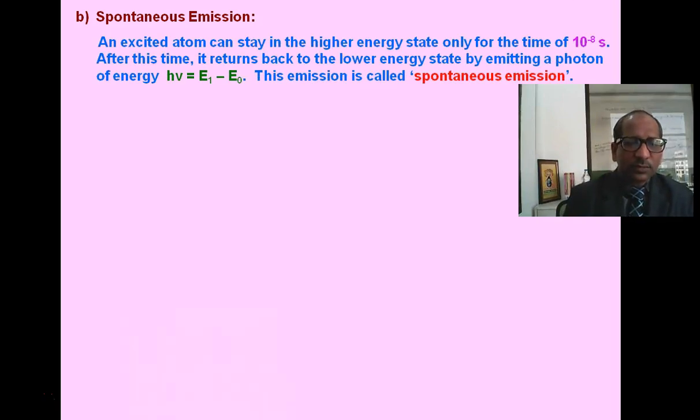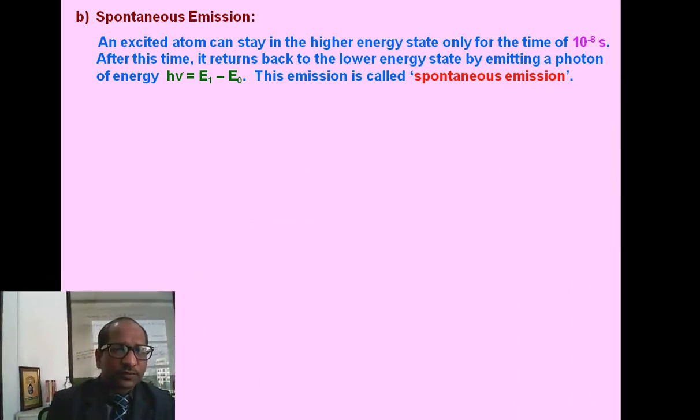What is spontaneous emission? What do you think about it? An excited atom can stay in the higher energy state only for 10 raised to the power minus 8 seconds. After this time, what happens? It returns back to the lower energy state by emitting a photon of energy E1 minus E naught. So I can write here h nu is equal to EJ minus EI, or if you are using E2 and E1, then higher state to the lower state, and this emission is called spontaneous emission.